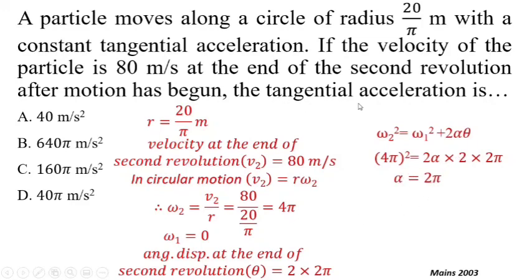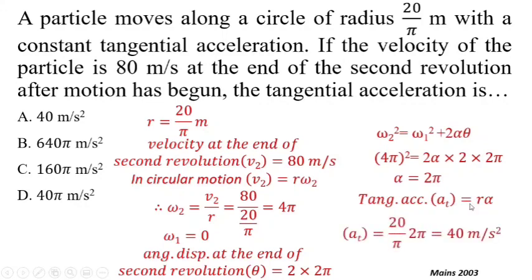We need to find out tangential acceleration, that is equal to r into alpha. Now we have calculated alpha value and r value is already given. So we will use these two values in this equation. You will get 20 by pi into 2 pi. So pi will get cancelled and it becomes 40 meter per second square. So total tangential acceleration is 40 meter per second square. So correct option is A.